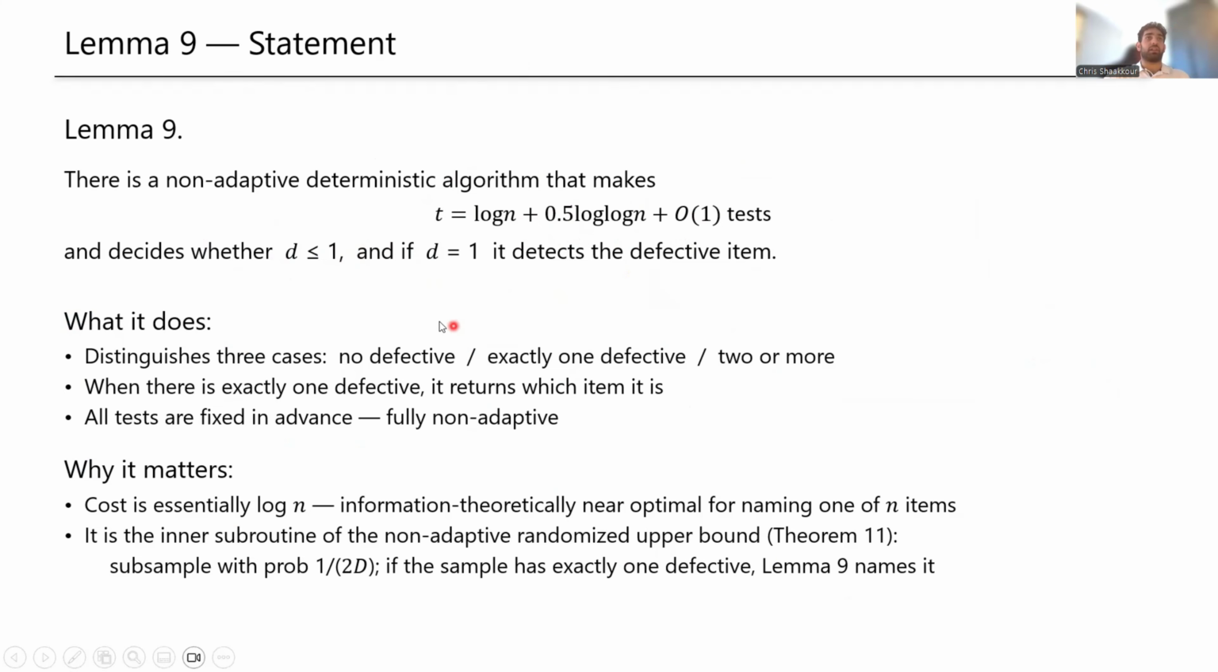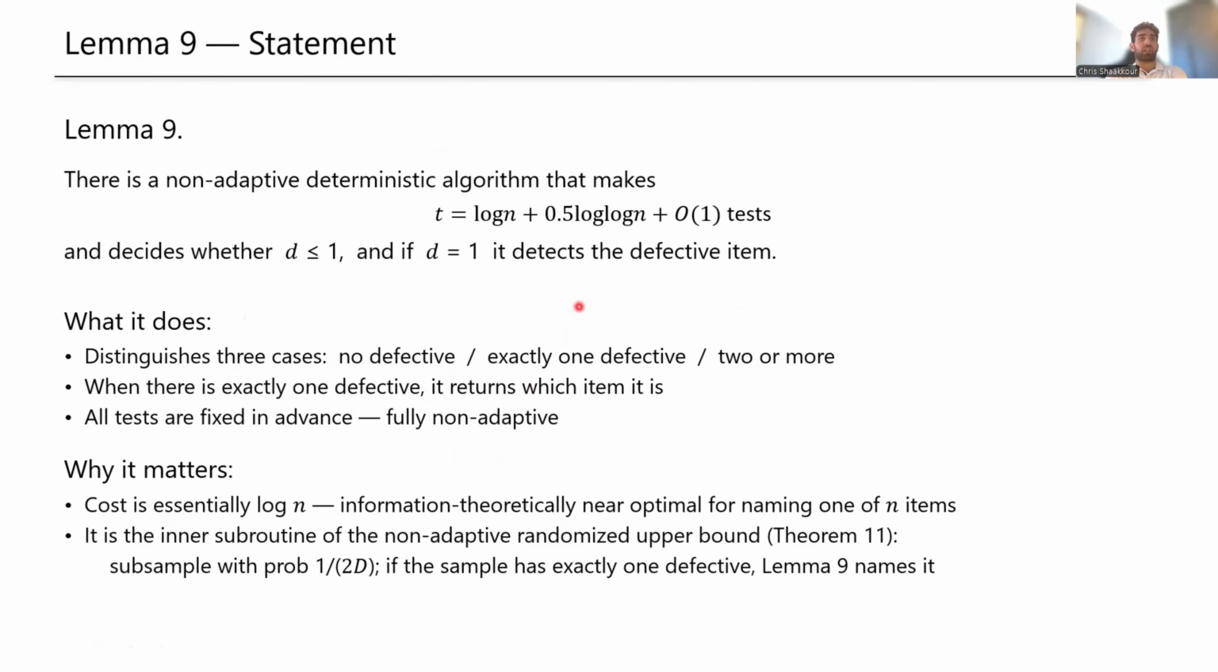So what this lemma does is it distinguishes three cases: no defective, exactly one defective, and two or more defectives. So when there's exactly one defective, it returns which item it is, and when there's no defective, it returns no items. All tests are fixed in advance, so it's fully non-adaptive. We can run all the tests in parallel without any relation in between them. Why does this lemma matter? Because the cost of this lemma is essentially log of n. So information-theoretically, it is near optimal for naming one of the n items.